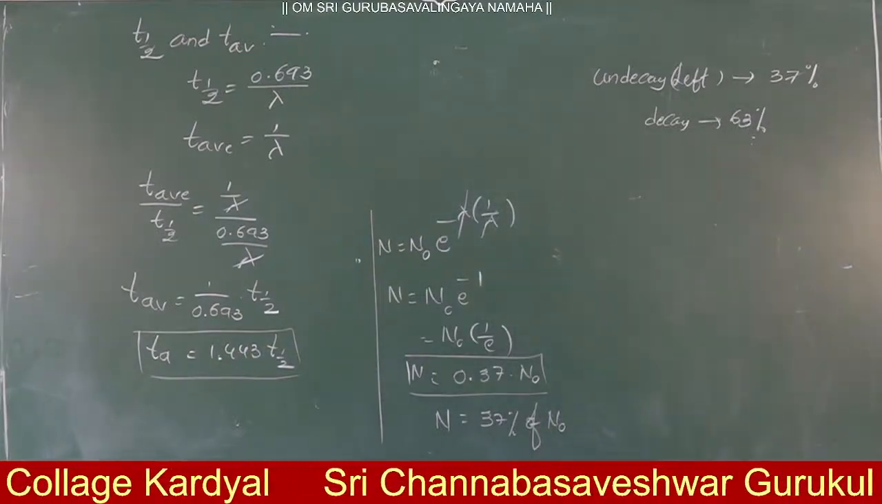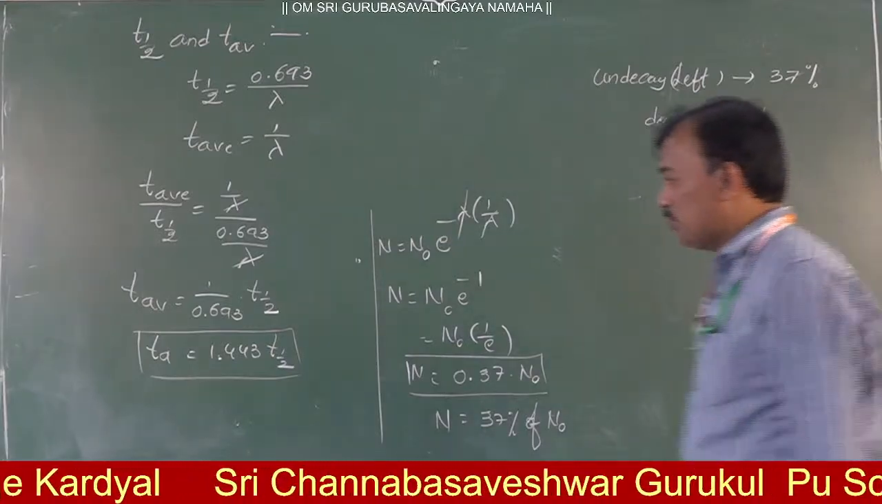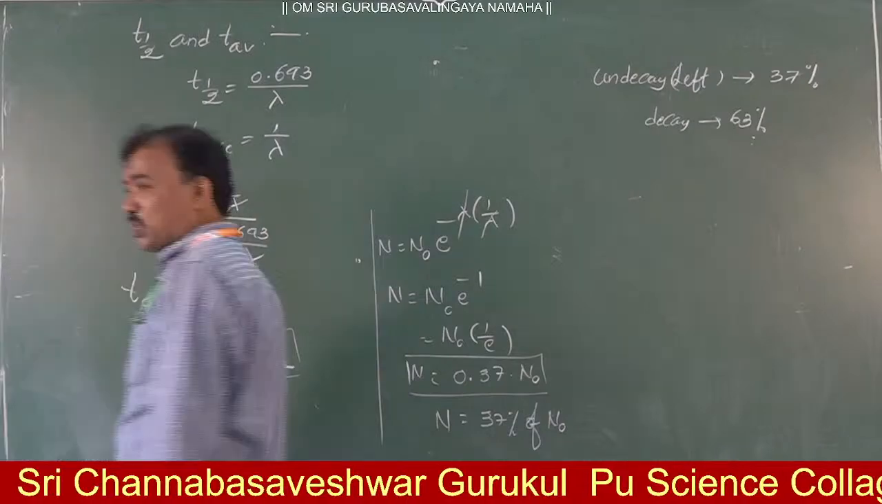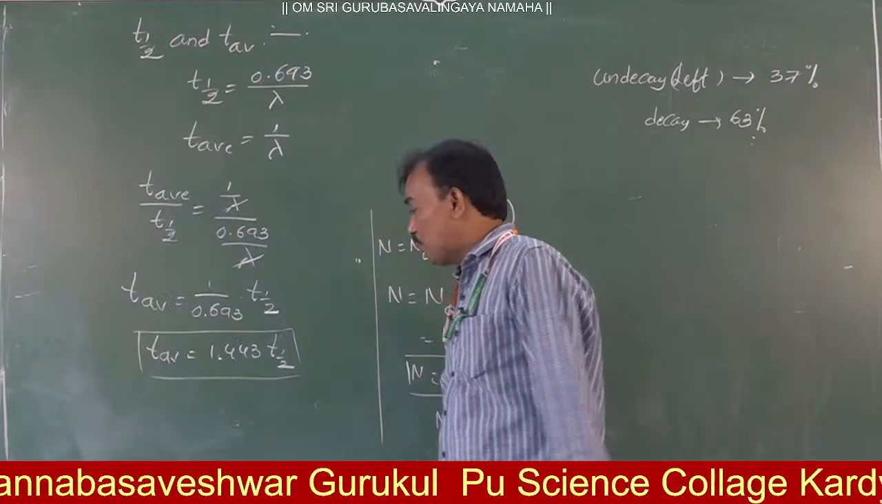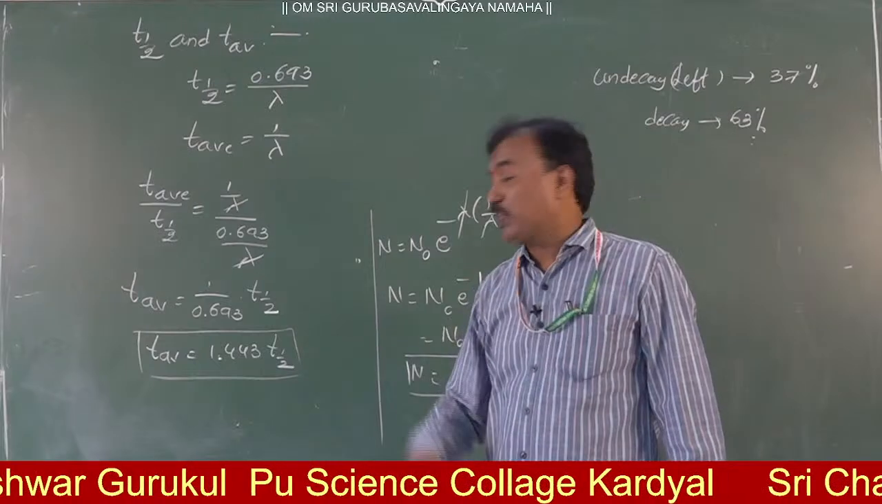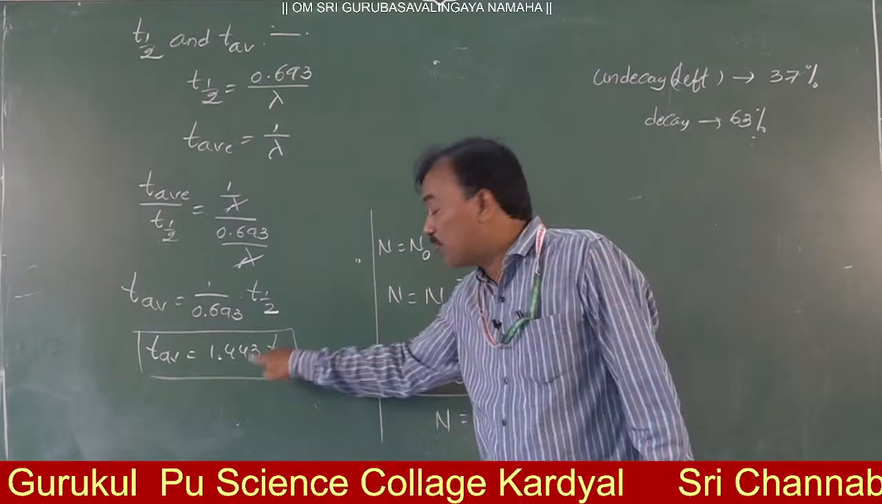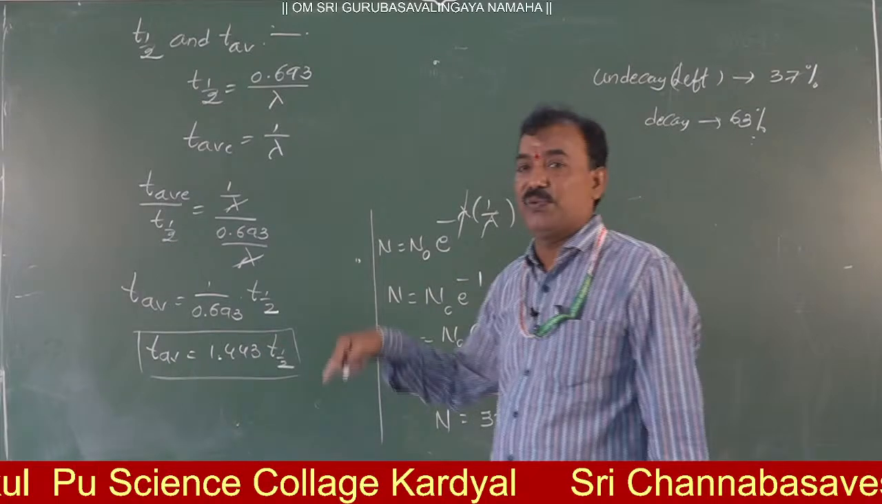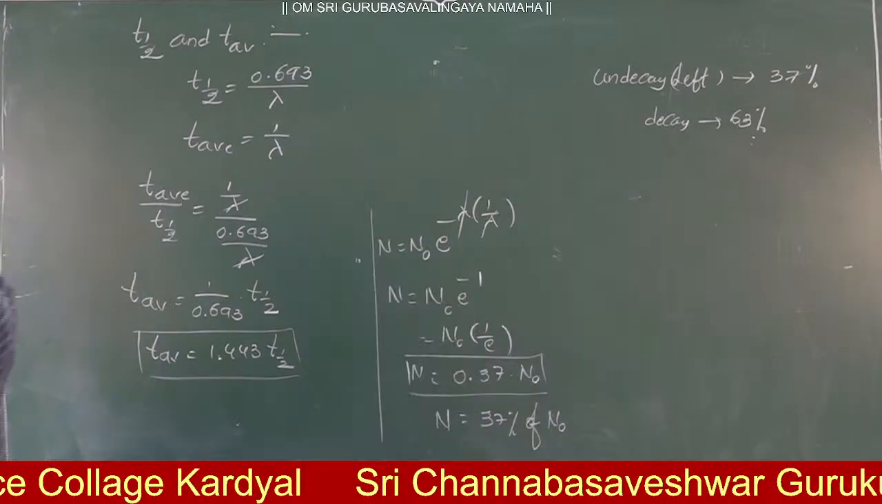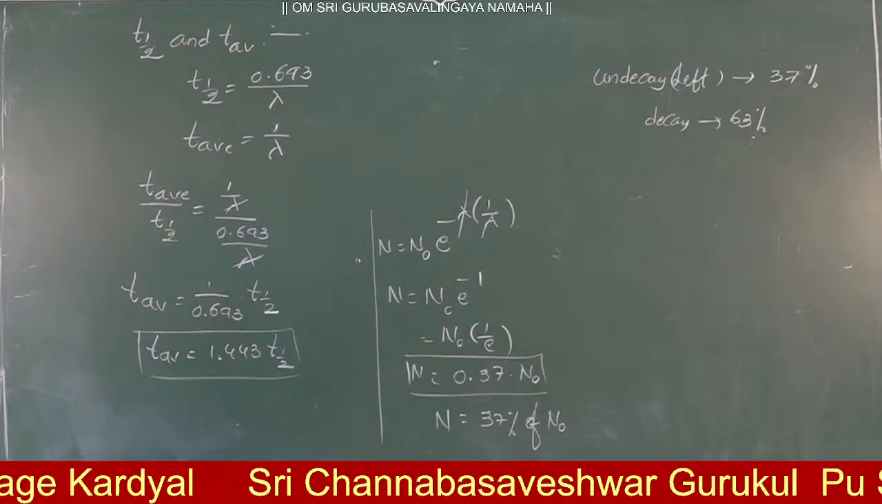Okay, now one more relation, the relation between T average and T half. T average is 44.3% more than T half, or simply 1.443 times T half. So please note this equation. This is the relation between T half and T average.